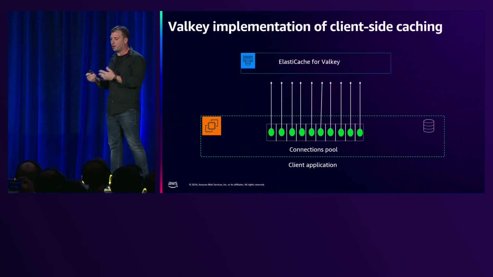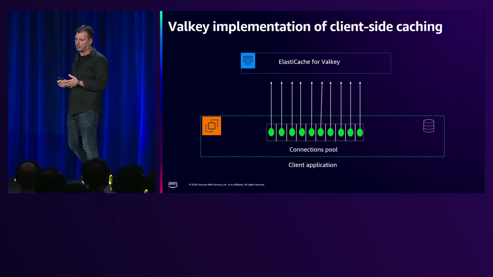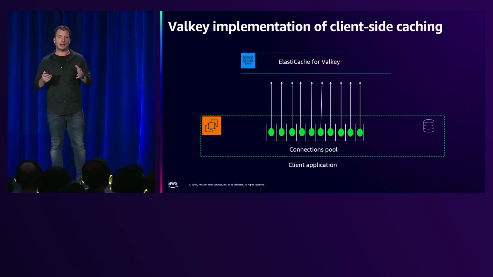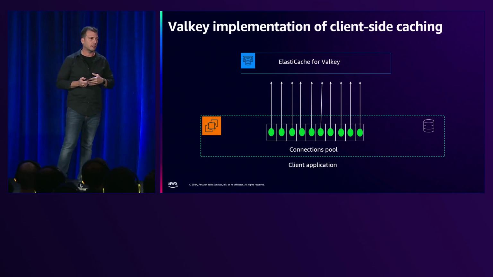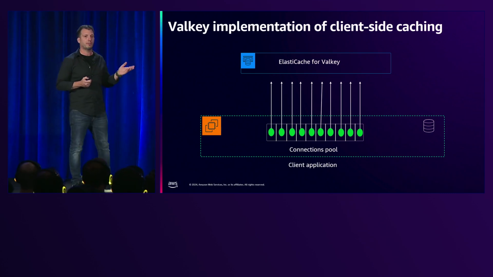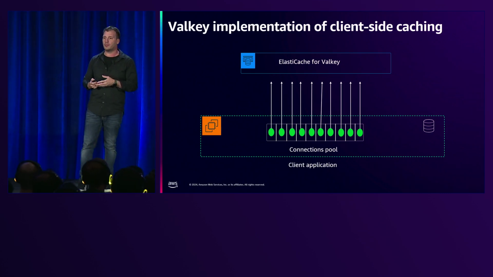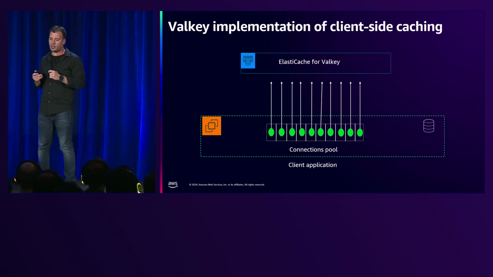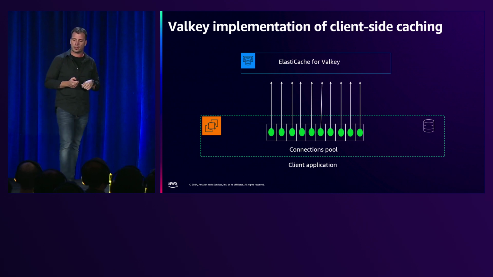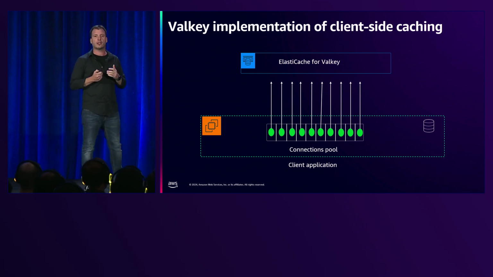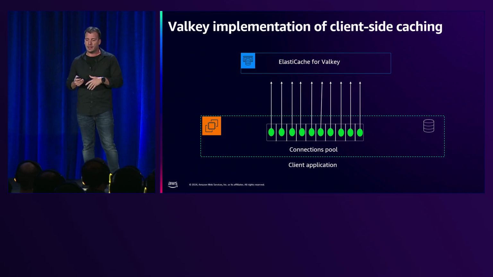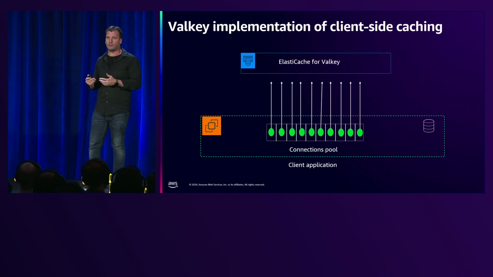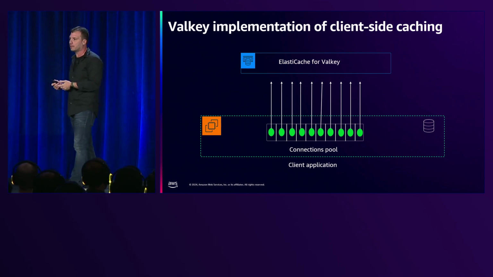So let's dive even more and see how it's actually implemented. You can see here that I have a client application and a connection pool that we always recommend to use. The reason that we recommend to use connection pools is because a TCP connection is a computationally expensive operation compared to a typical Valkey command. For example, handling set and get commands is an order of magnitude faster if we are using an existing connection.